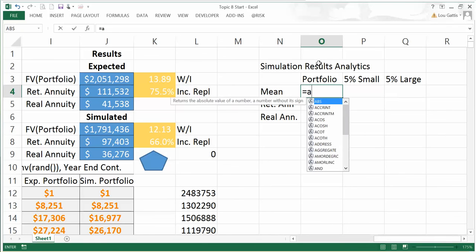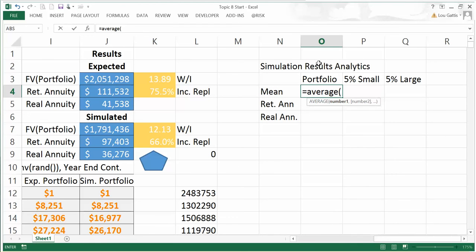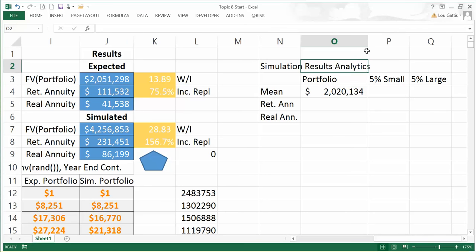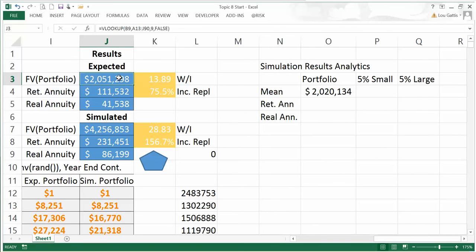Okay, so if I just take an average of SIMs, it's just an average of this column down here. You can see my average is about 2.02 million, which is close to what the expected result is. And in fact, if I did this for, say, 100,000 iterations on my macro, I would start to converge towards this value here.